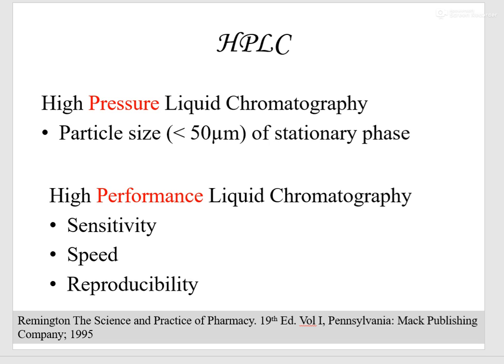Now what is HPLC? HPLC is also known as high pressure liquid chromatography. It is also known as high performance liquid chromatography. It is known as high pressure liquid chromatography because the pressure involved is very high, because the particle size is less than 50 micrometer. So stationary phase will form a very compact mass, so mobile phase will not be able to pass through that stationary phase without any pressure. So some pressure is required to pass the mobile phase through the stationary phase, which has formed a very compact mass. HPLC is also known as high performance liquid chromatography because it offers sensitivity, speed, and reproducibility.